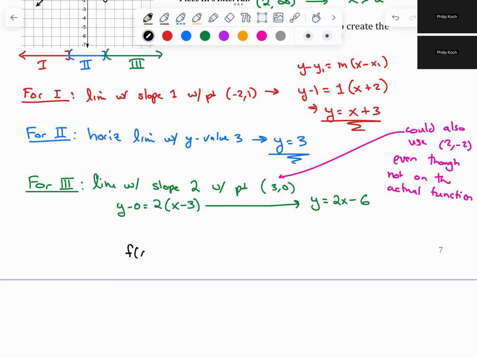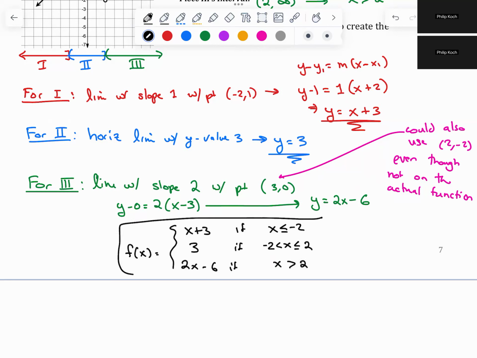So f of x at the end of the day will be curly brace. For piece 1, it was x plus 3 if x was less than or equal to -2. It was 3 if x was between -2 and +2. And then it was 2x minus 6 if x was greater than 2. And that is our answer.